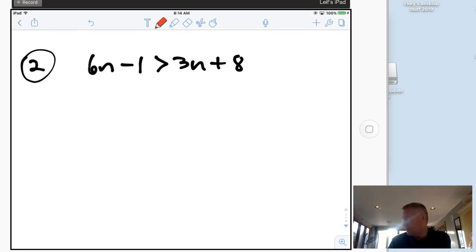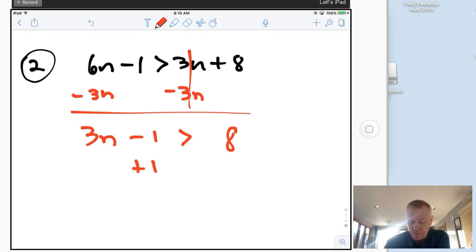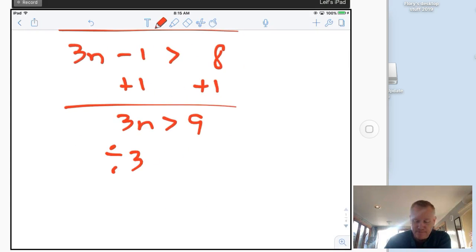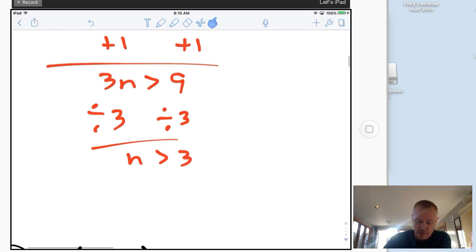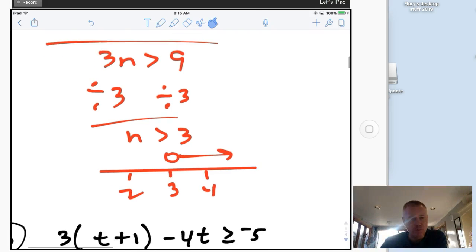Next one. So I want to bring my letters or variables to one side and the numbers to the other. So I'm going to start by subtracting 3n, which is not the only way to start, but it's the way I'm going to do it. 6n minus 3n is 3n. Now I need to move the minus 1. The opposite of subtracting 1 is adding 1. So I get 3n is greater than 8 plus 1 is 9. Next, I divide by 3. And 9 divided by 3 is 3. No need to flip the sign at all. n is greater than 3. Here's 3, 4, 2, open dot, going towards the 4. 4 is greater than 3.